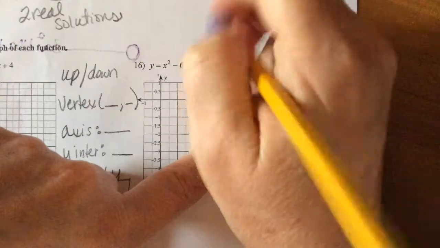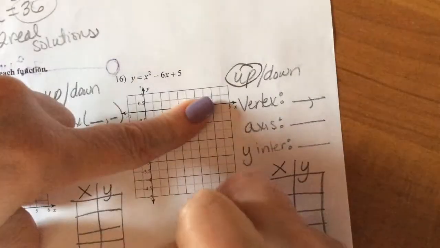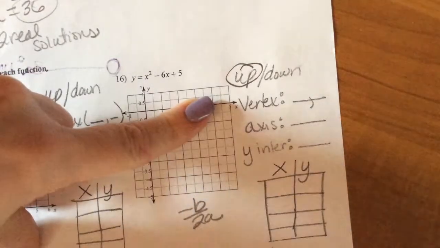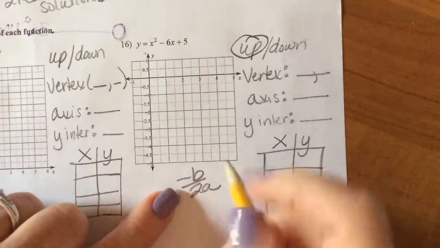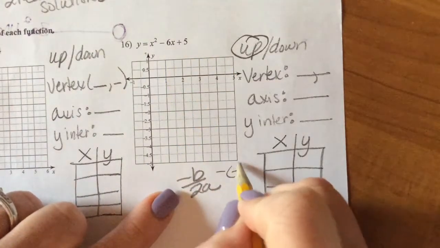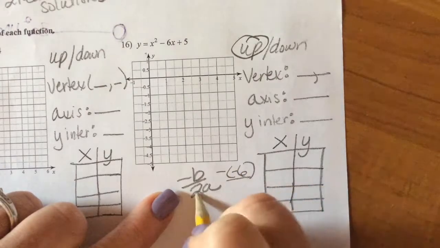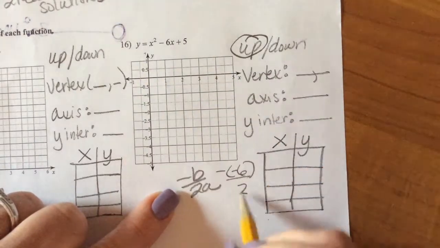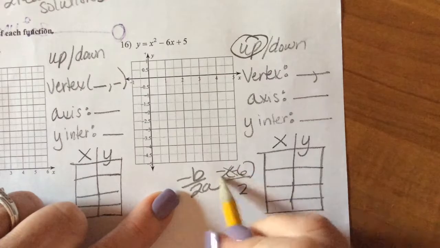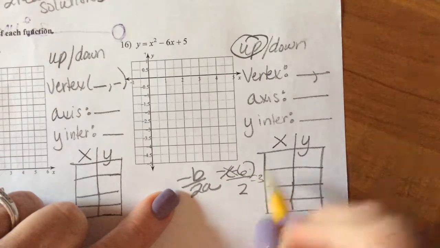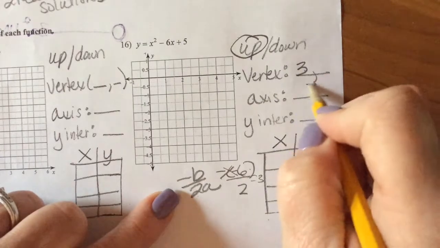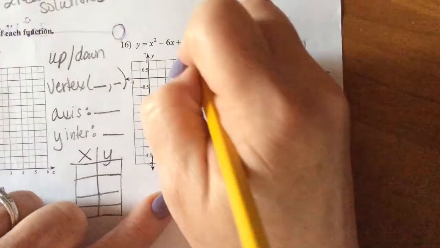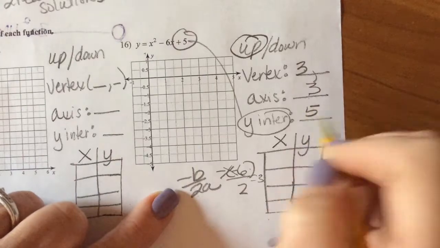Vertex, remember, it's negative b over 2a. So negative b is a negative 6. So remember, you keep your negative, negative 6. And it's 2 times 1, so it's 2. So this would be a positive 6. So 6 divided by 2 equals 3. Remember, your x in your vertex is your axis. Your y-intercept is your c, so that's 5.